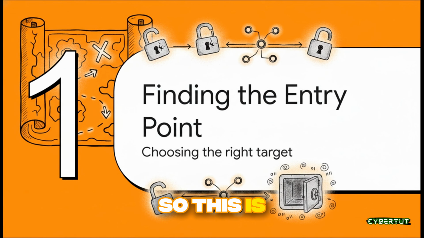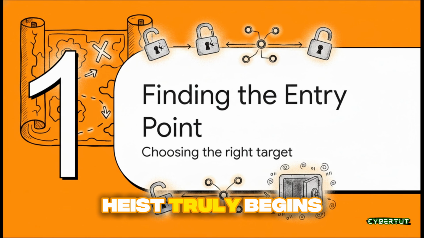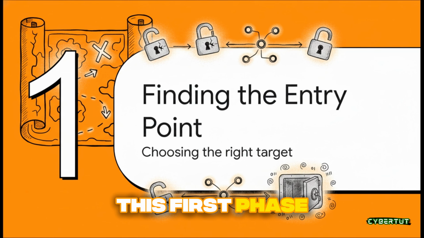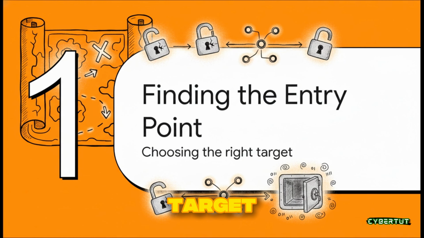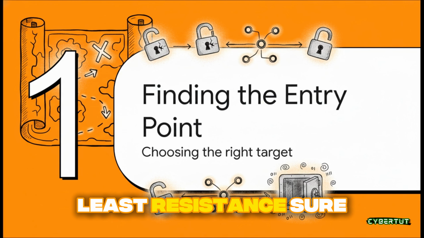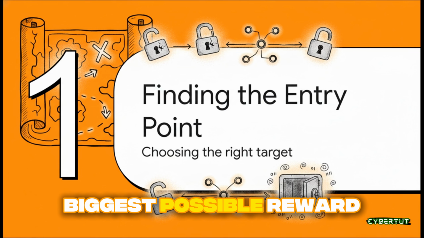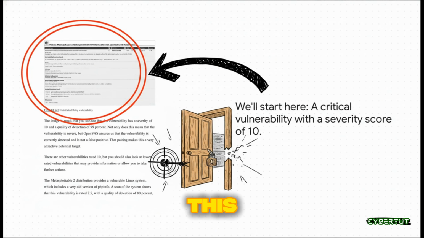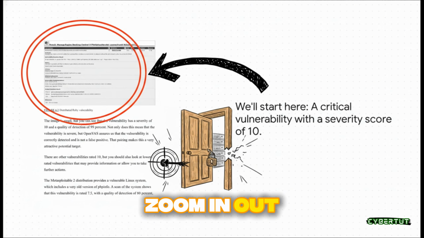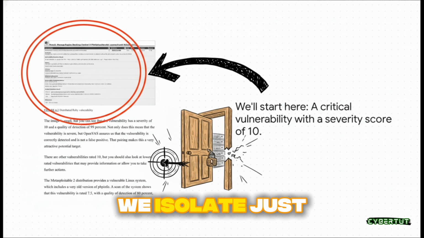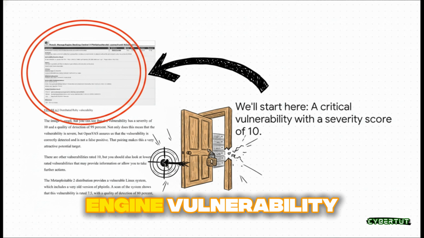Okay, so this is where our digital heist truly begins. This first phase is all about picking the right target. You have to be smart about it, strategic. You're looking for the path of least resistance, sure, but one that gives you the biggest possible reward. And look at this. See how we zoom in? Out of that whole messy list, we isolate just one, a ManageEngine vulnerability.